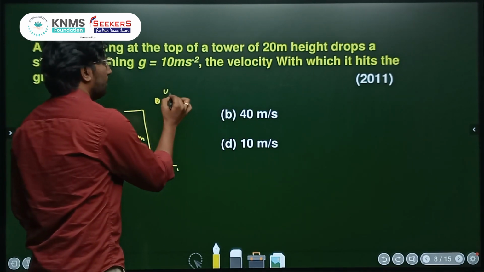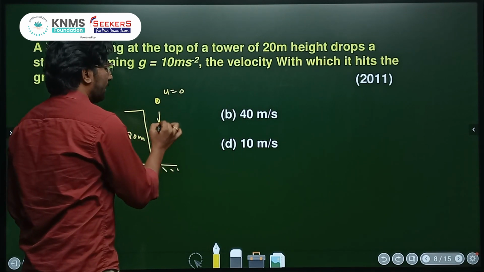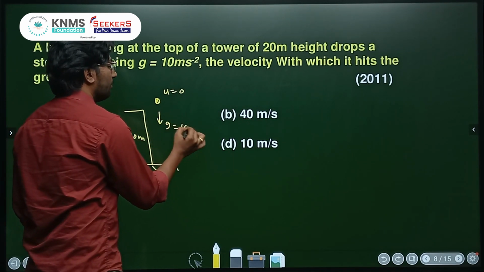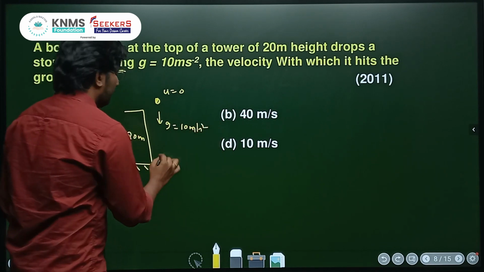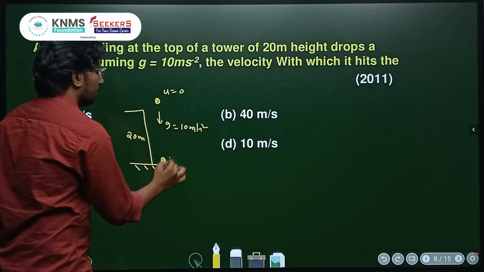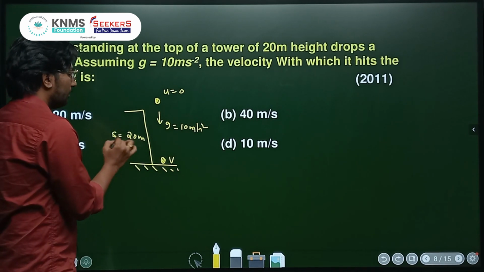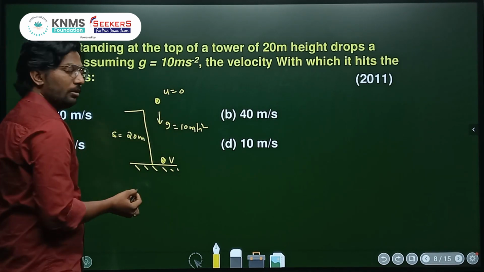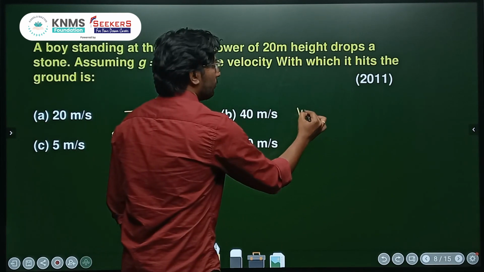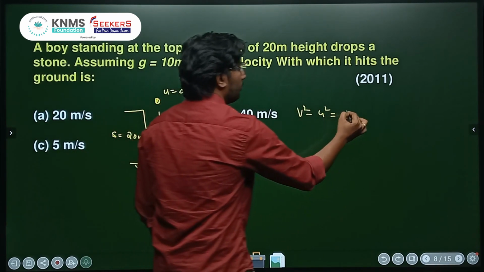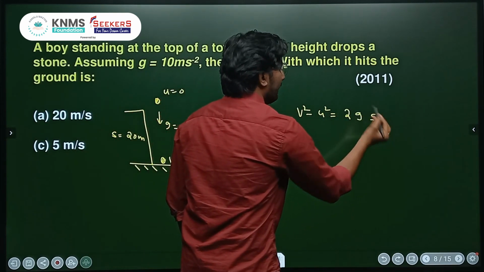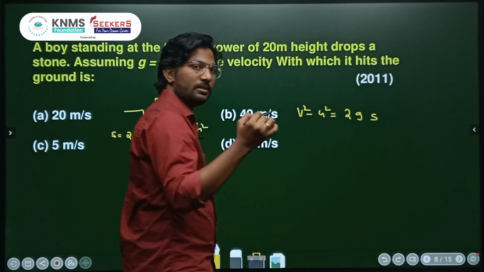So that means here the initial velocity is 0, and the ball experiences acceleration due to gravity, which is 10 meter per second square. You need to know with what velocity it will hit the ground. So you have to find v; you have s, the displacement, g and u. So you can use the equation v square minus u square is equal to 2gs. Just make sure you write the sign convention also.